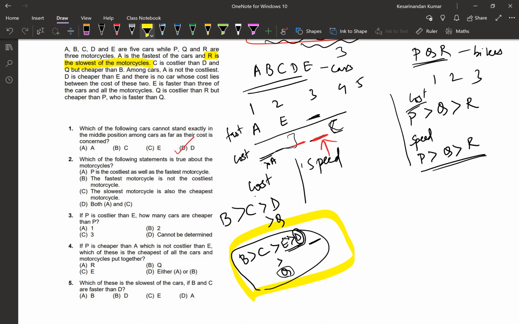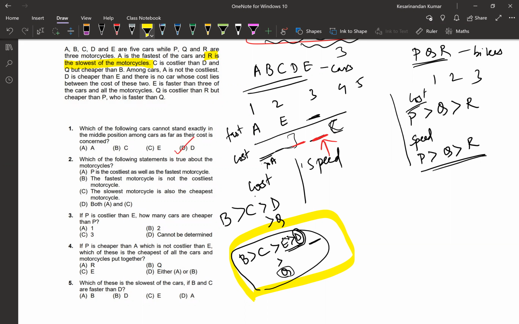Correct. Can I say something for A? A, we have no idea for now. A is not in the first place. It can be between B and C. It can be between C and E, anywhere. Same goes for E. So the only option left is D. Make sense?